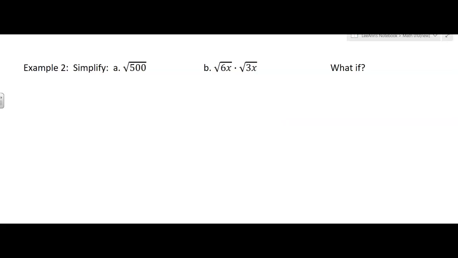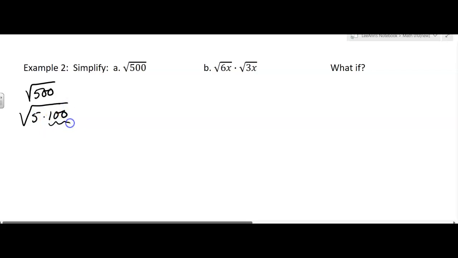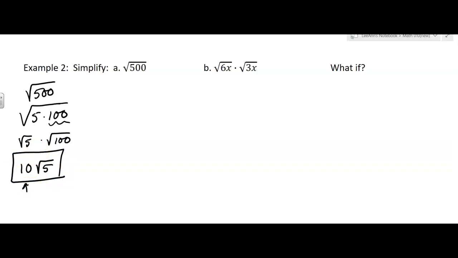Okay, so let's look at this one, A. It's the square root of 500. So we might want to think of that as 5 times 100. Now, why do we want to think of that? Why don't we go 50 times 10? Well, we're looking for something we know the square root of. And we know the square root of 100, so we can split it up. And then we're going to put the radical part at the back. That is pretty much standard, to put the rational part in front of the radical. So we would write 10 times the square root of 5.